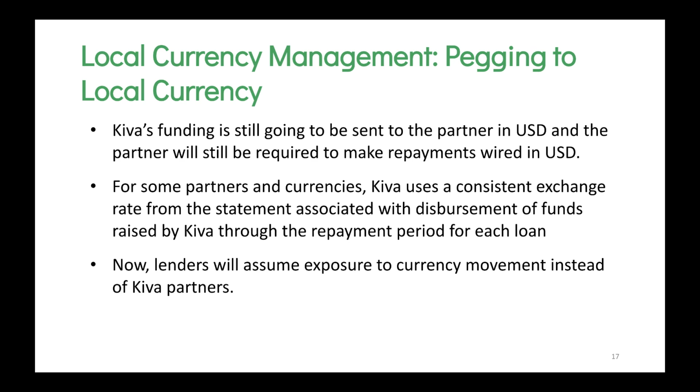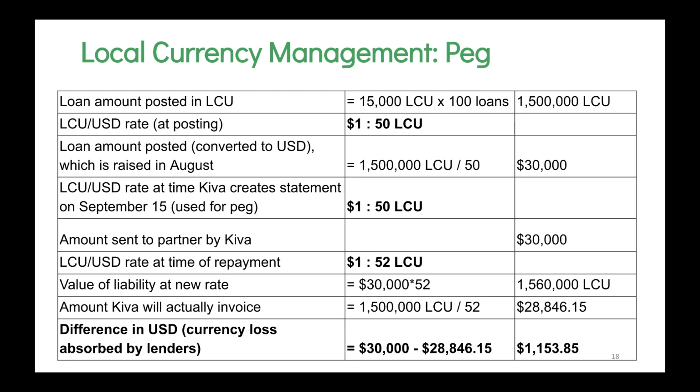How does this work? Let's use an example. 100 loans fundraise on Kiva during the month of August. On September 15th, Kiva issues the monthly statement for all loans raised on Kiva in August. All repayments associated with these 100 loans will be pegged to the US dollar to local currency unit exchange rate on the day that this statement is issued, in this case, September 15th.